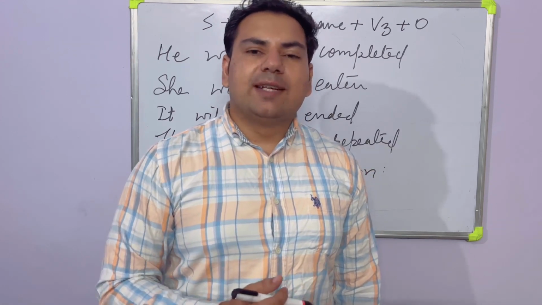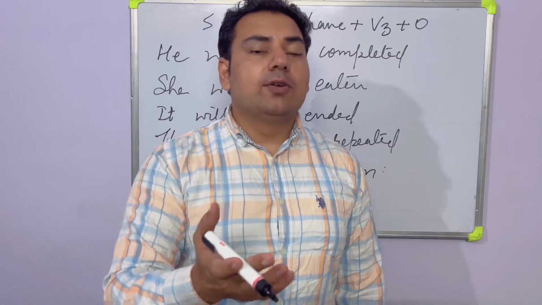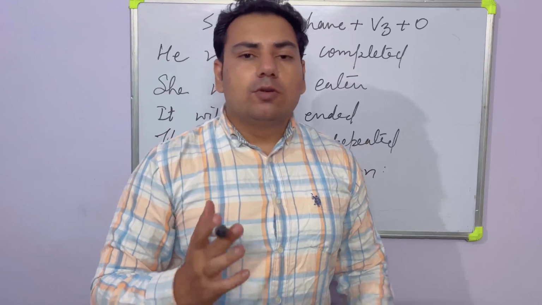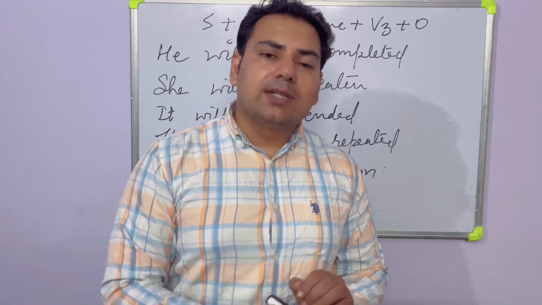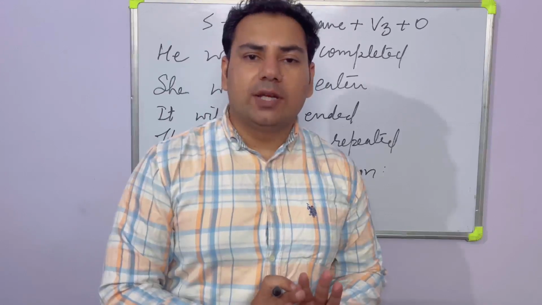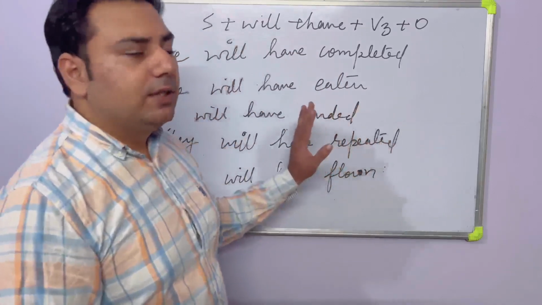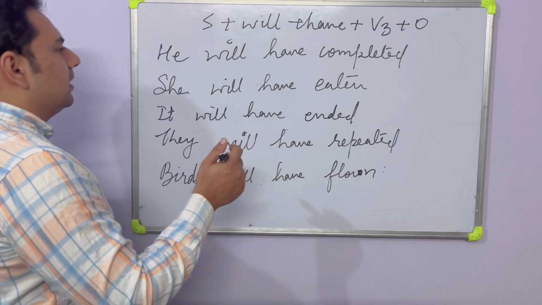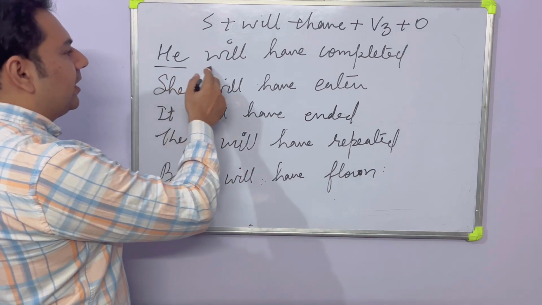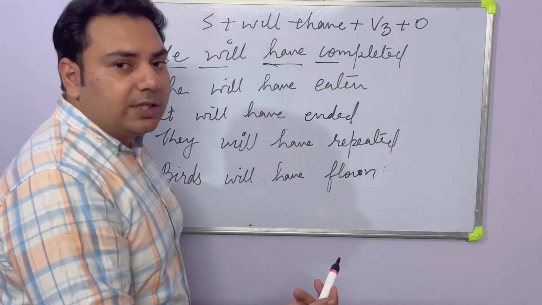So in the future perfect sentences, they are also very easy. Subject plus will plus have, because we are talking about the perfect one. So we do not have to use has over here. With will, you just have to use have. Okay, just keep that in mind. With the future perfect, we have only that. Okay, now let's make some sentences over here, like he will have completed his project.